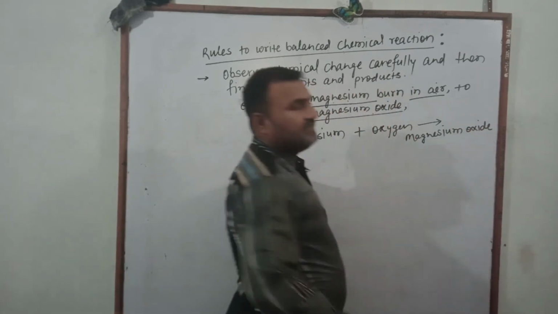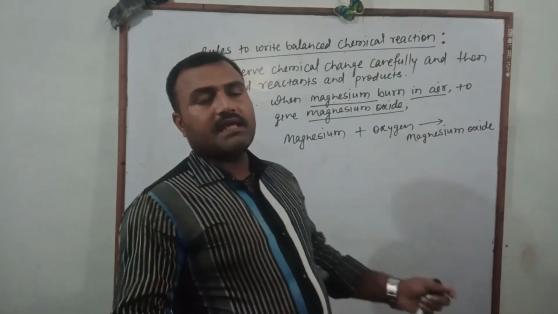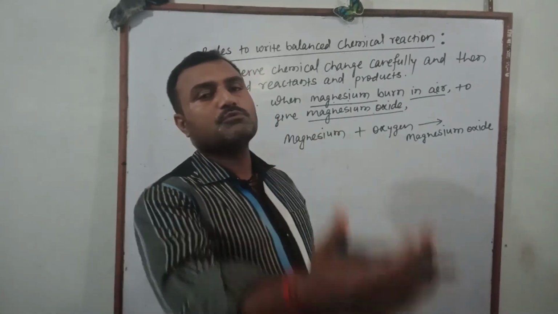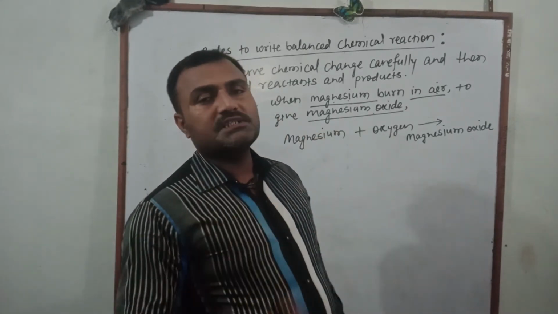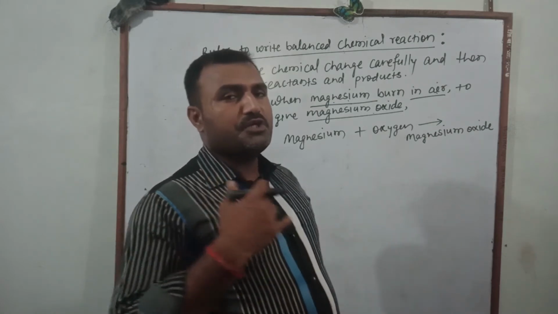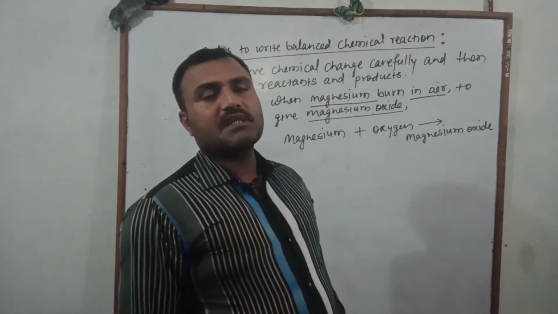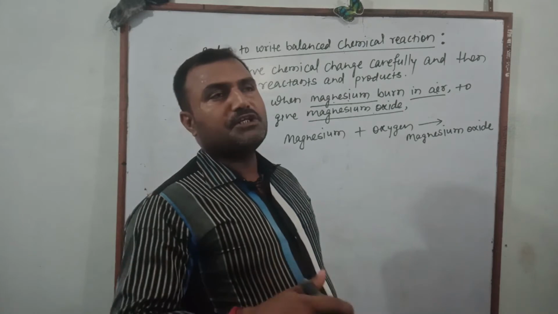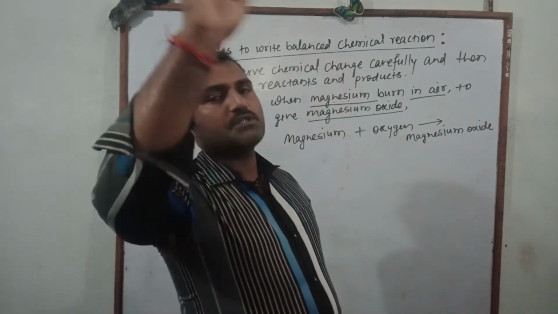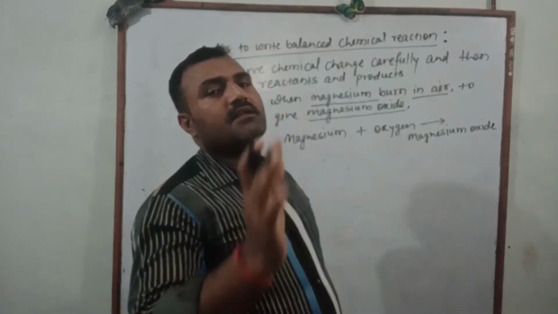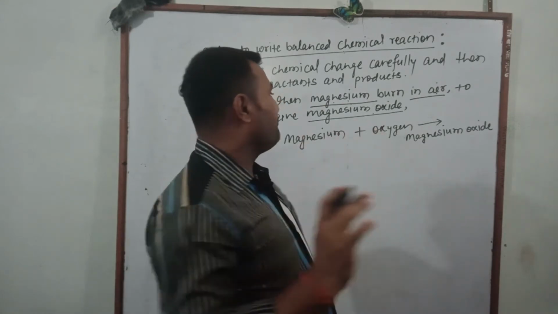So magnesium oxide is the product. In other reactions, like hydrogen burning in air gives water, hydrogen and oxygen are there. When limestone is decomposed, it gives lime and carbon dioxide. Decomposition is the process of chemical change, and here the reactant is only limestone.